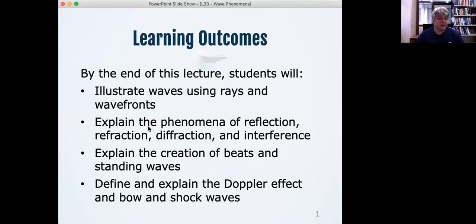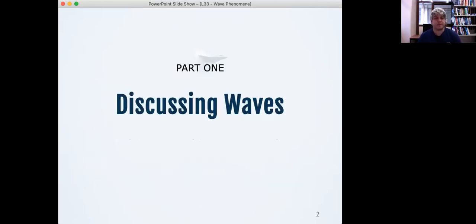Learning outcomes then, to first of all start talking about how we can describe some of the wave motion using rays and wavefronts. Then to understand the four phenomena that we're going to look at: reflection, refraction, diffraction, and interference. Then we're going to look at a couple of results of those phenomena, including things like beats and standing waves. And we're going to finish with another phenomena called the Doppler effect, and that will also explain bow waves and shock waves, also known as sonic boom. So we'll look at those at the end as well.